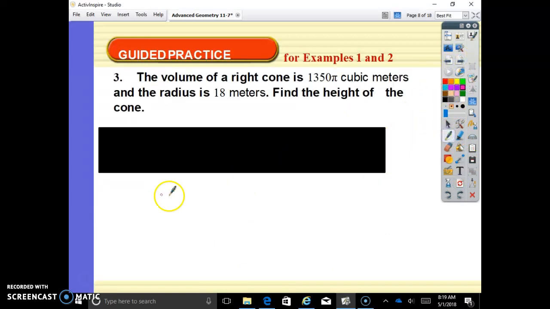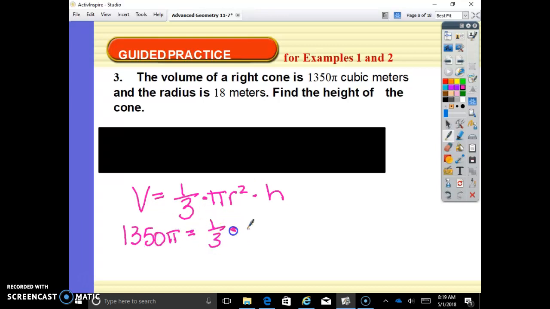The volume of a right cone. So the volume of a cone is always going to be 1/3 area of the base, pi r squared, times the height. 1350 pi equals 1/3 times pi r squared times the height we're looking for. All right, cancel out your pi's, right? If you divide by pi on both sides, it's gone. Multiply by 3 on both sides.